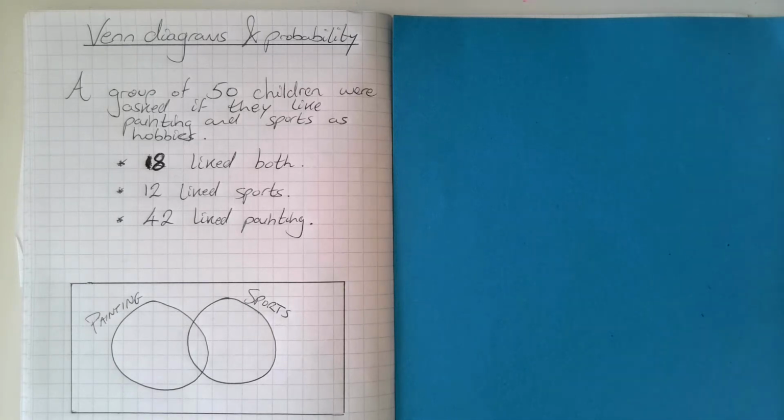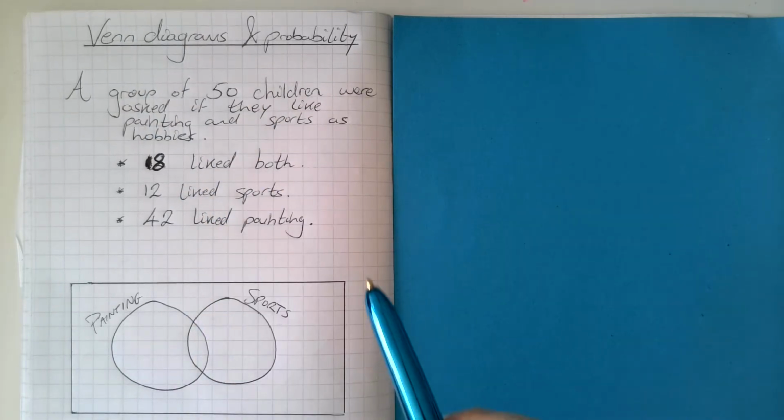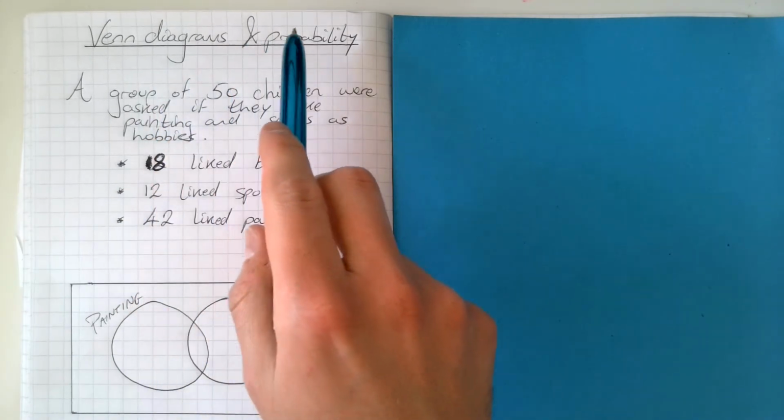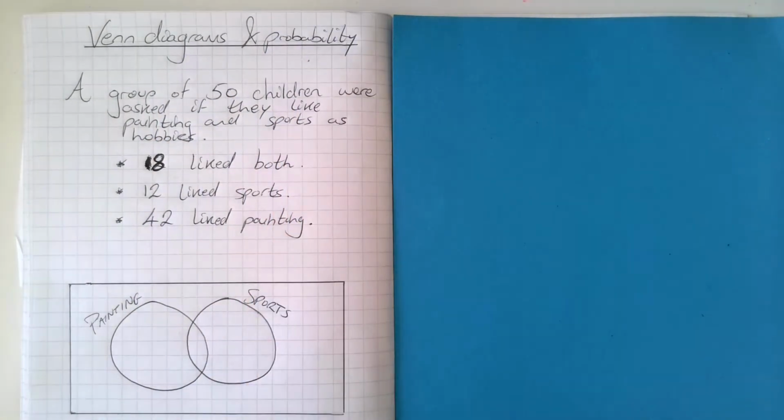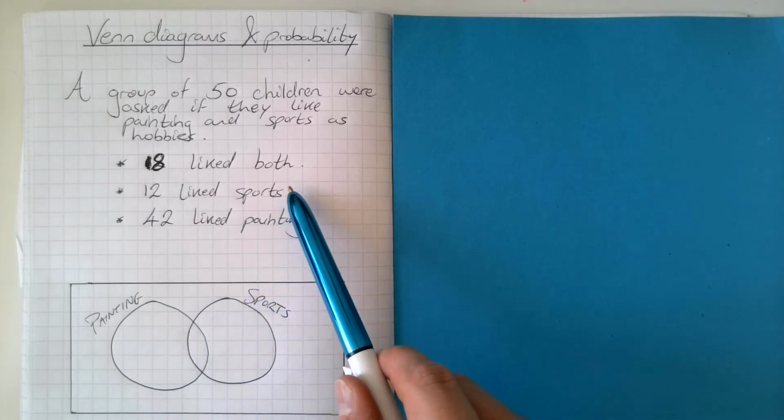In your last lesson, Mr. Skeen showed you a video on how to create Venn diagrams. In today's lesson, we are going to combine Venn diagrams with probability. And in order to do that, I'm going to use one of the questions that was on your worksheet for last lesson.